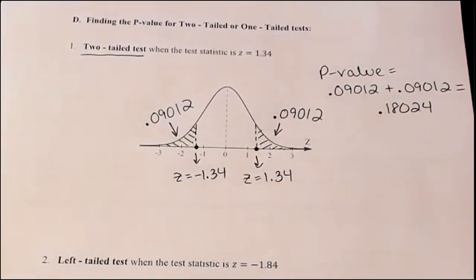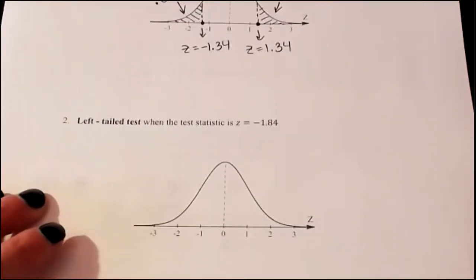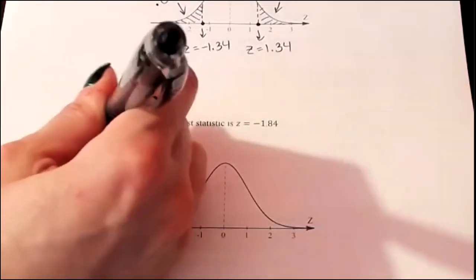0.18024. Now remember, we're not making any decisions right now. We have no information about alpha. So, no worries. We have no information about alpha, so we're just looking at p-values. That's all. We want to take baby steps here to make sure that we understand every tiny little aspect of the process. Okay, number 2, we want to look at a left-tailed test.